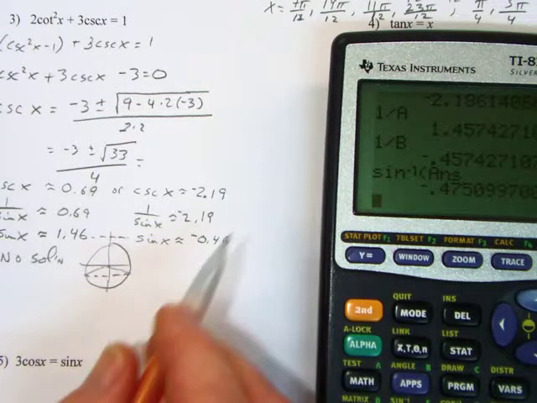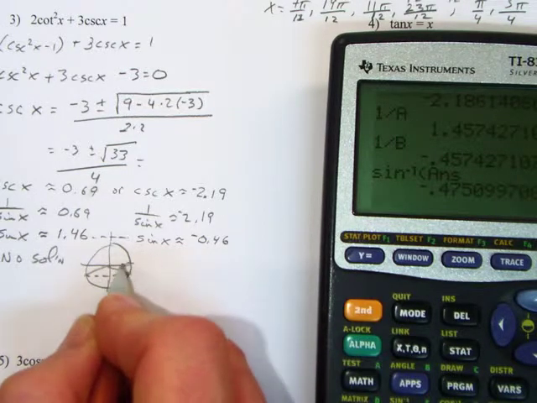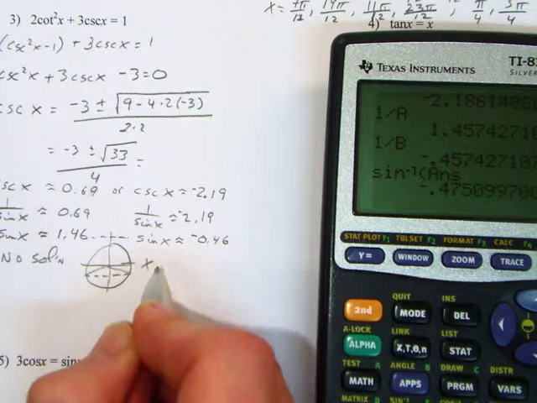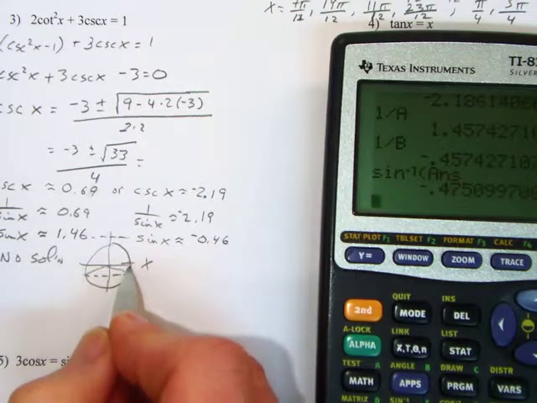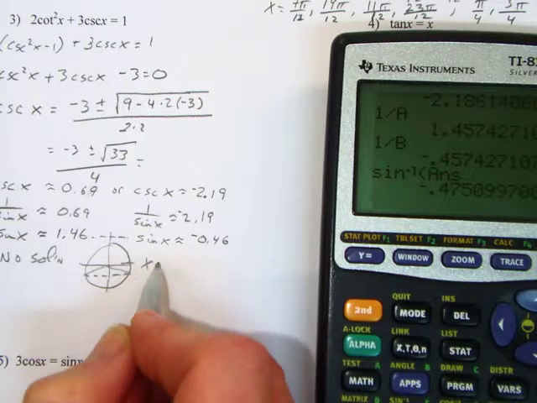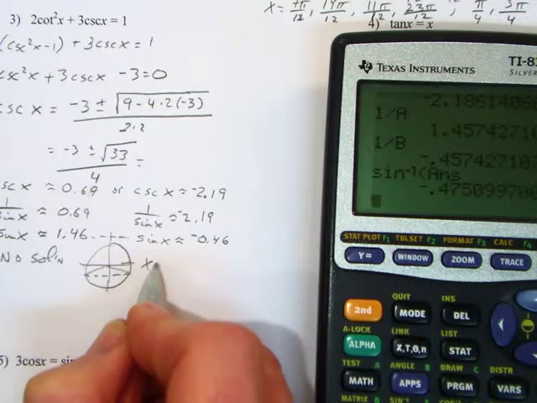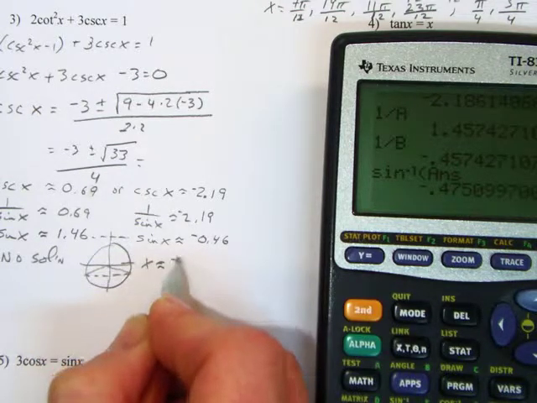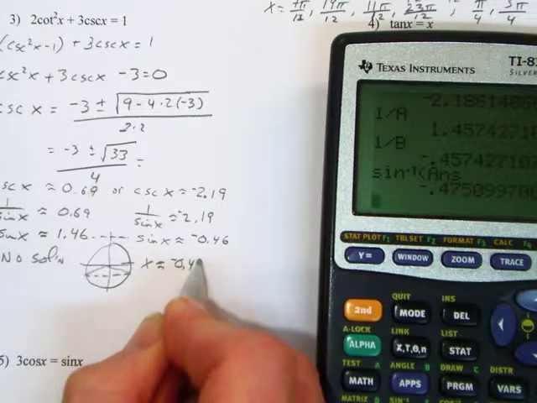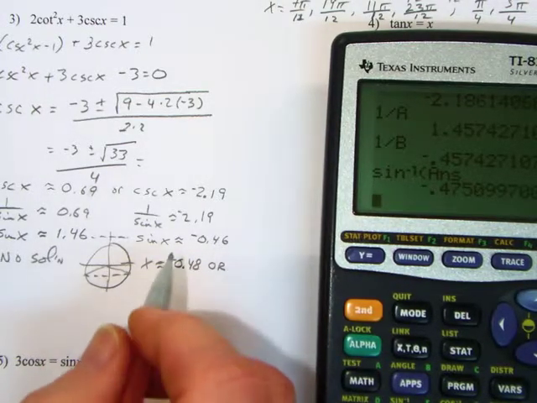And so we get something that's pretty close to it, which makes sense because of that radian measure there. And we know that as we get closer to the 0, they're going to get closer and closer to each other. So we have x equals approximately negative 0.48. Or what other value?